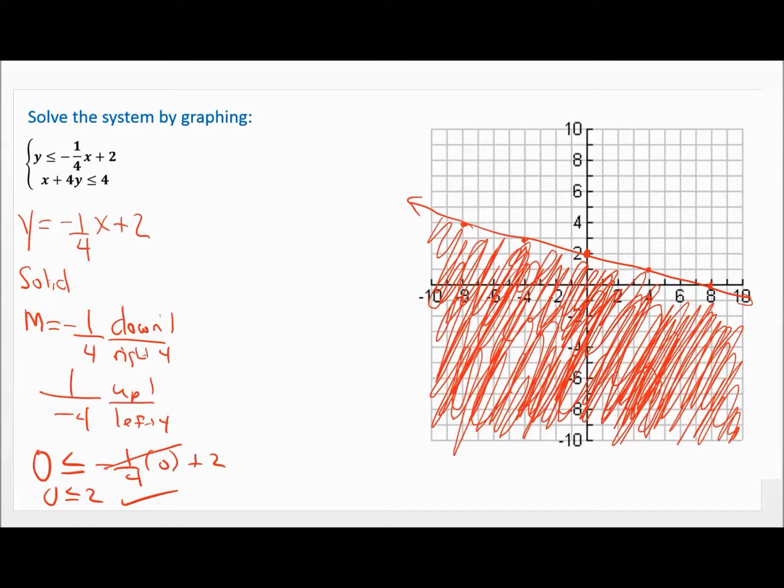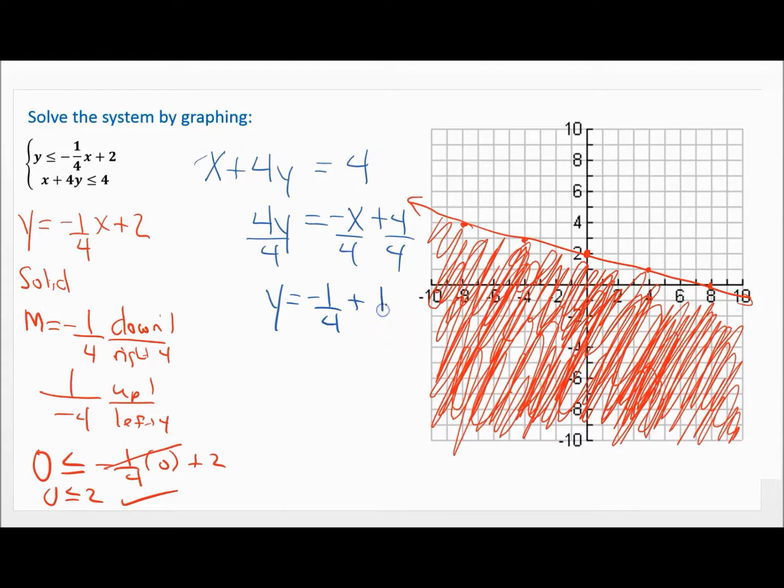Okay. Now, let's look at our other line. x plus 4y is equal to 4. Now, I need that y by itself to write this as y equals mx plus b, or you could use the intercept method. But I'm going to move that x over. It's going to make it negative x plus 4. And then I'm going to divide everything by 4. Again, the intercept method would have been just as fast.